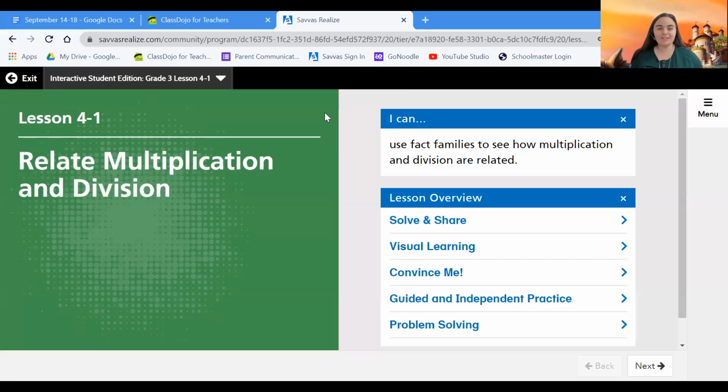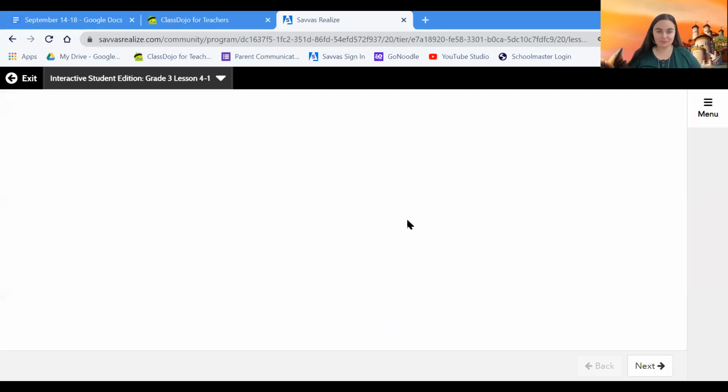Hey guys, okay, so talking about relating multiplication and division today. By the end of today's lesson, we're going to be able to say we can use fact families to see how multiplication and division are related. So let's go ahead and get started with the solve and share first.